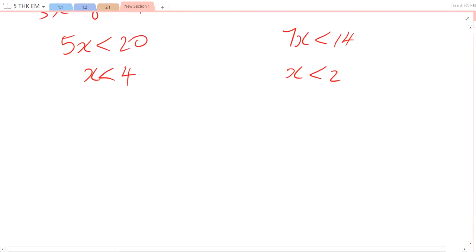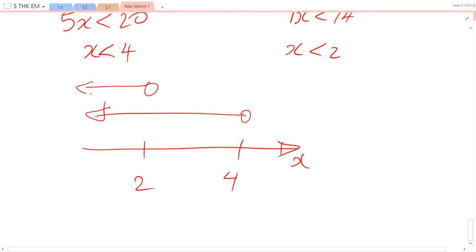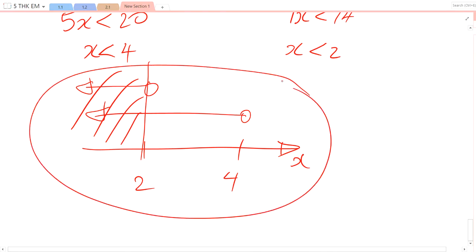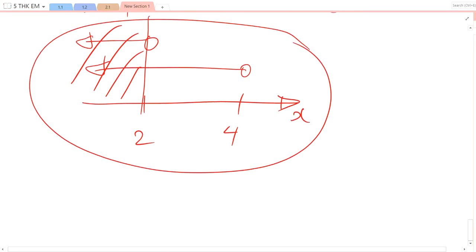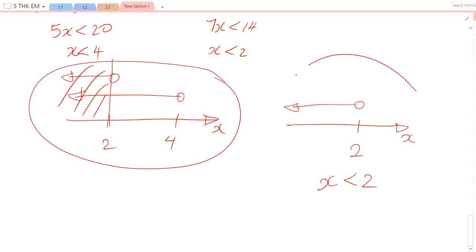Okay, so now I need my number line. x, 2 and 4. x is less than 4. x is less than 2. So this is my region that I require. This, what I've just shown over here, is just a rough working. If the question says, show your answer with a number line, then you need to convert this to become this. Okay? Then we have x is less than 2. This is our final answer.